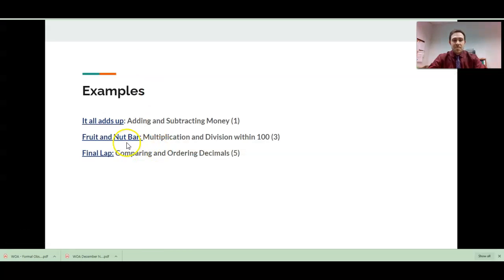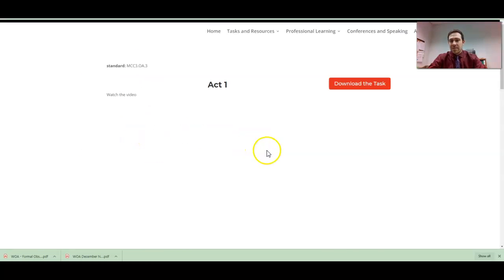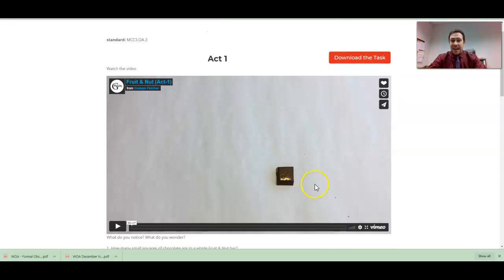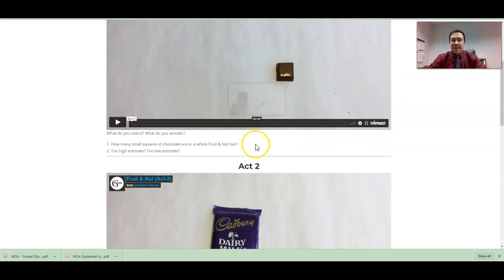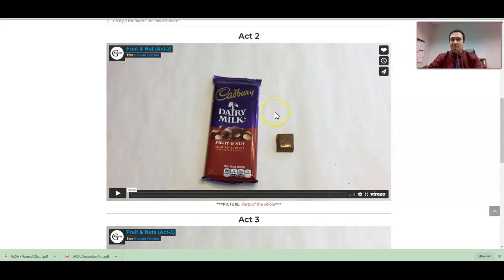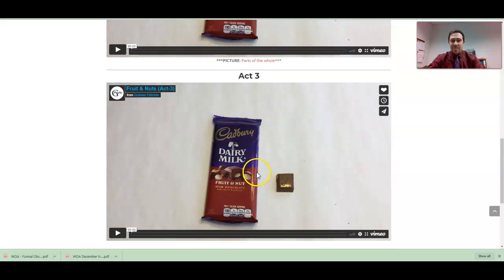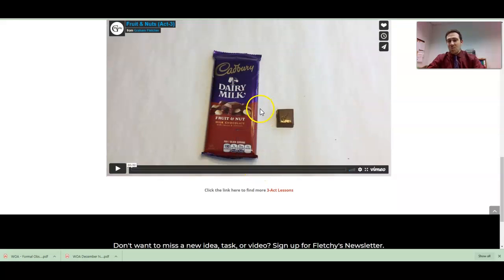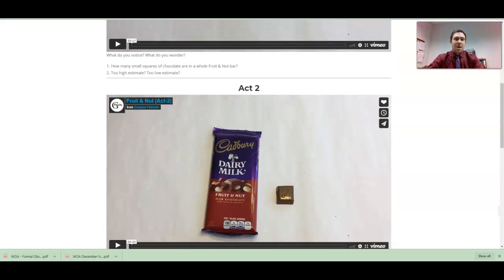So it's a neat chance for our students to really solve a problem and then visually see what the answer is. Fruit Nut Bar, I'm not going to click through it, but again, it's broken up into 3 acts, a little bit of information at the beginning, a visual, a little bit more providing the actual fruit nut bar, and then Act 3 is a breakdown of what we're trying to solve in this problem.